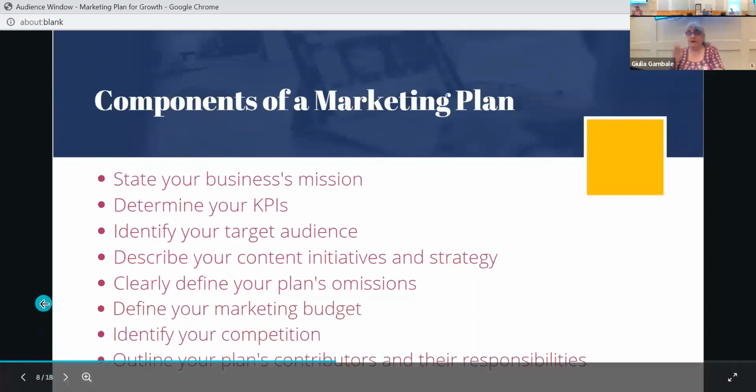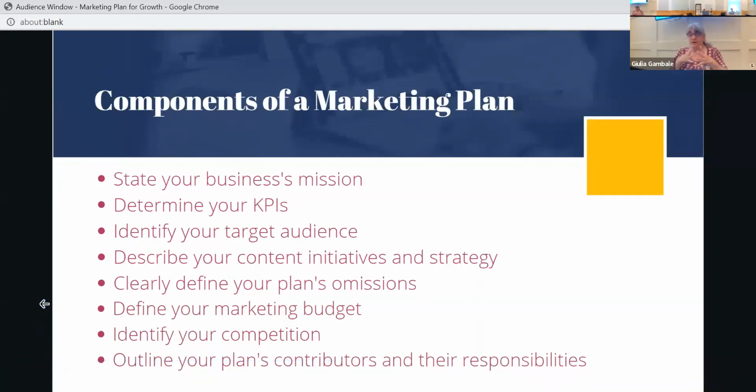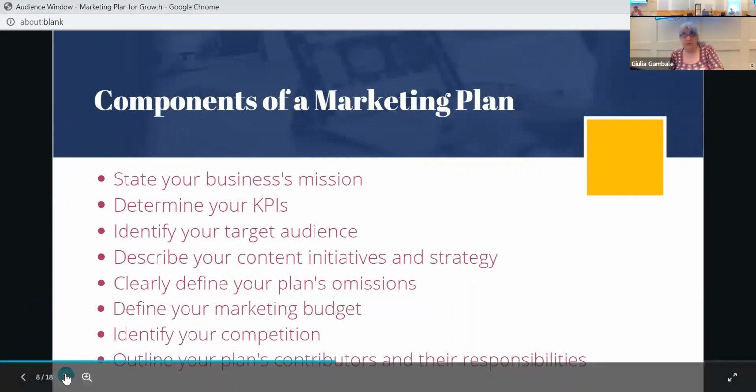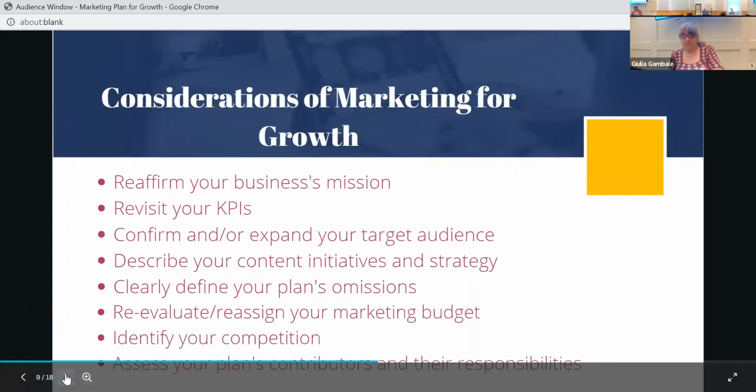And then clearly define what those responsibilities are. What are you expecting each of these team members to do with you for the agency, or for the company, or the organization.